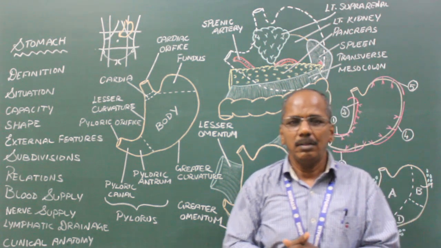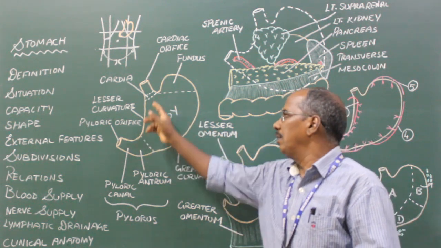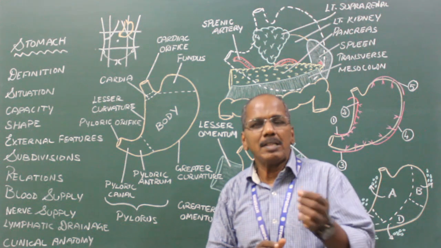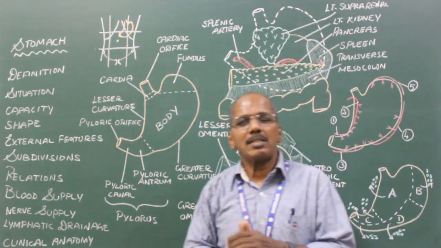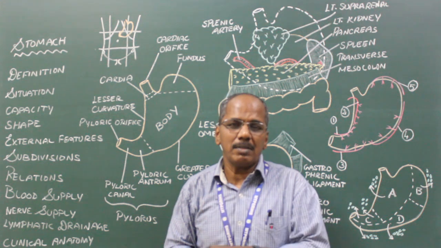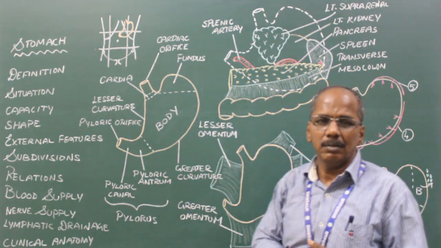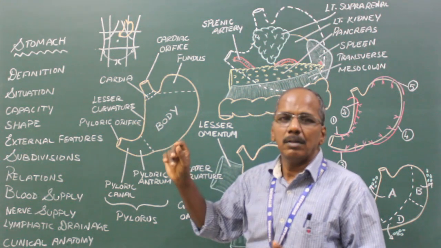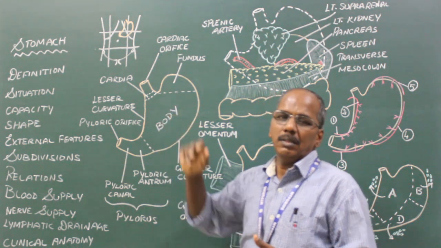Shape. The stomach is J-shaped. In cadaver, it is sickle-shaped. Clinically, the stomach is divided into 3 types: sthenic or normal type, where the long limb of the J is slightly oblique.